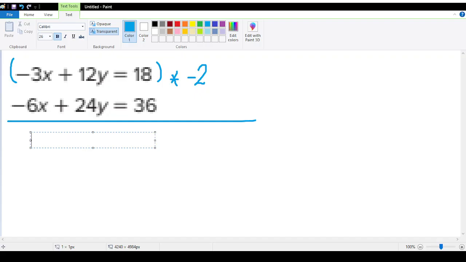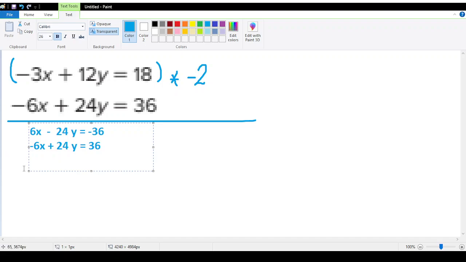Yalla Shamsa, minus 3 times minus 2, how much? Just 6x. Minus 24 equals minus 36. And the other equation, can you give it to me? Minus 6x plus 24y equals 36. Now we will add them.